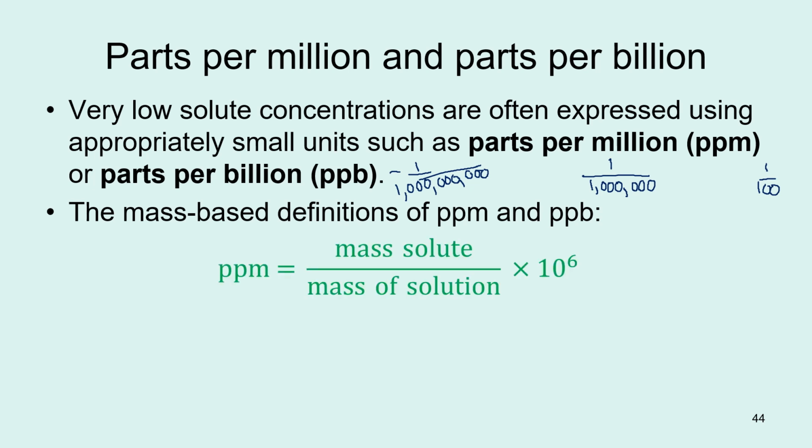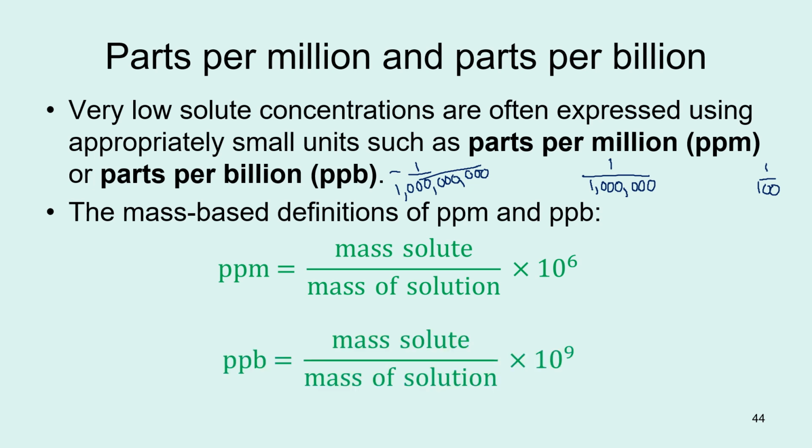So parts per million is the mass of the solute divided by the mass of the solution, and then multiply by 10 to the 6, multiply by a million, so that you can use bigger numbers. But again, parts per million means how many parts do you have per million parts. Parts per billion then is mass of solute divided by mass of solution times 10 to the 9th, or a billion.